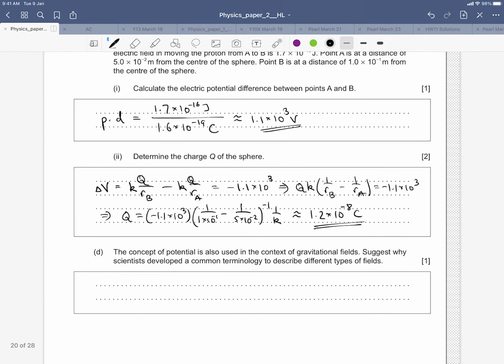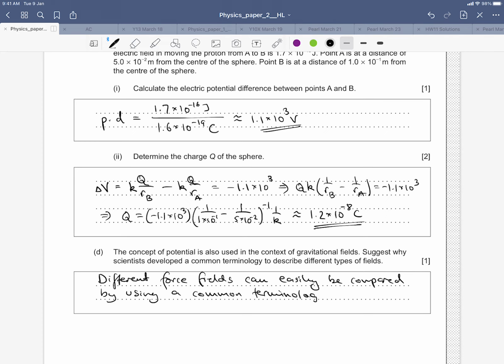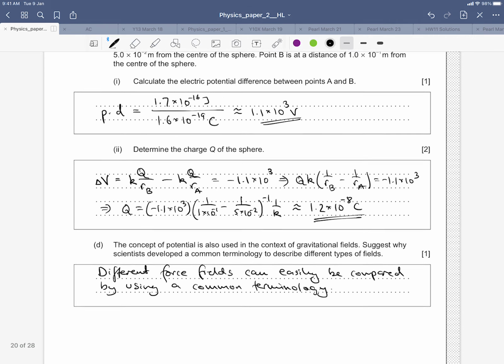And then a slightly silly question: why do we develop a common terminology to describe fields? Well, it kind of makes sense, doesn't it? But let's just say different force fields can easily be compared by using a common terminology. Something along those lines. Okay, that was that.